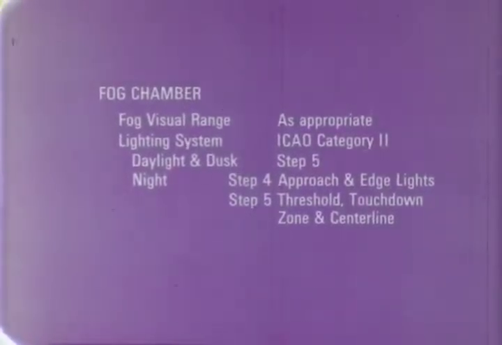Fog chamber, fog visual range as appropriate. Lighting system, a KO Category 2. Daylight and dusk, Step 5. Night, Step 4, approach and edge lights. Step 5, threshold, touchdown zone, and centerline lights.